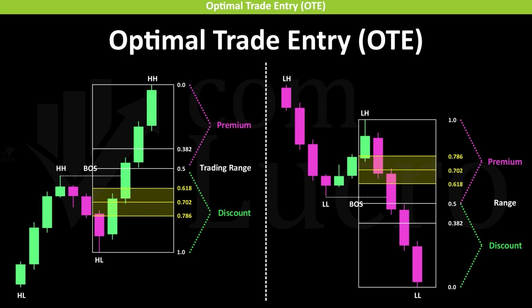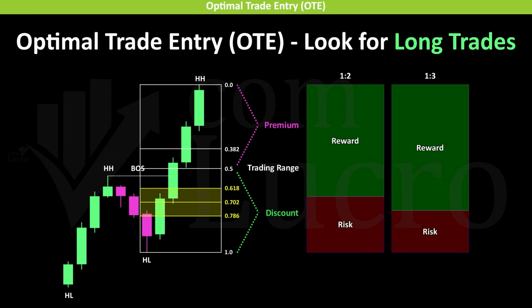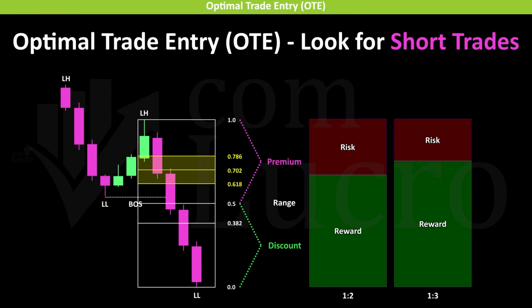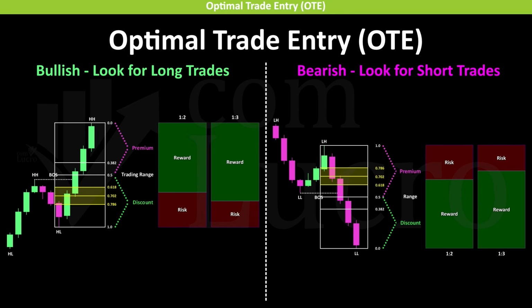OTE stands for Optimal Trade Entry. It refers to a specific Fibonacci retracement zone that aligns with discount for long trade entries and with premium for short trade entries. The idea behind OTE is to refine entry timing by focusing on areas where price is considered optimally priced within a range.